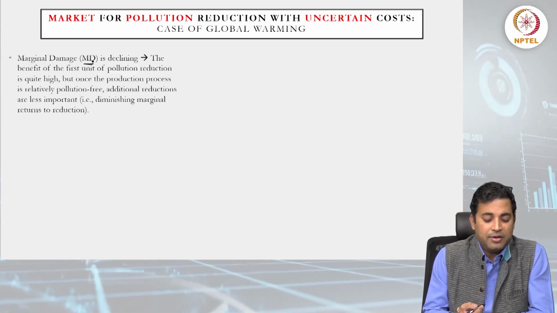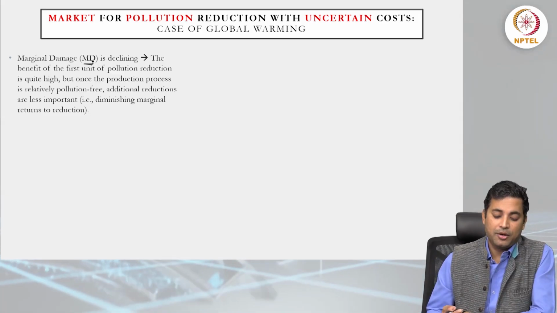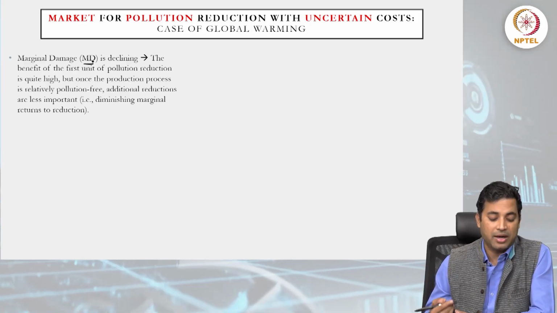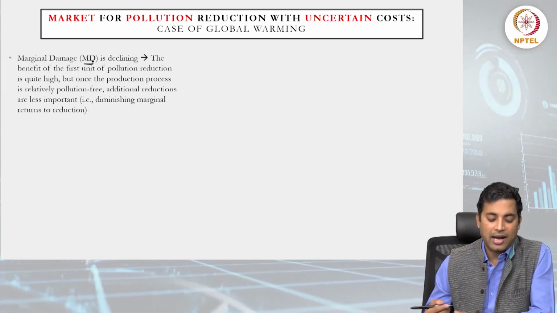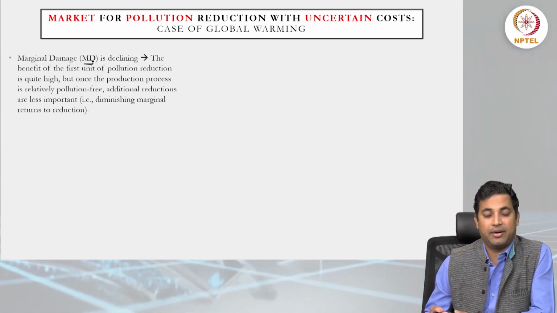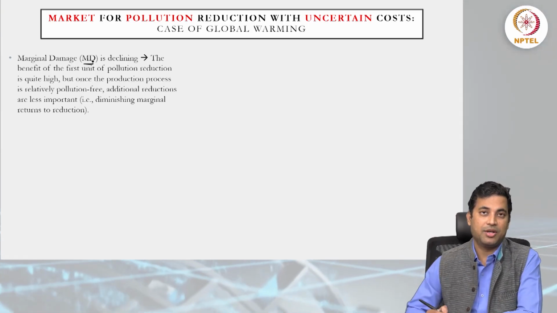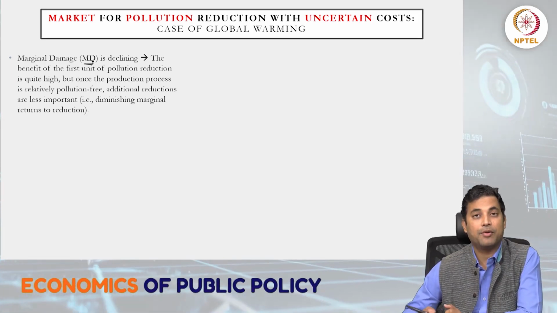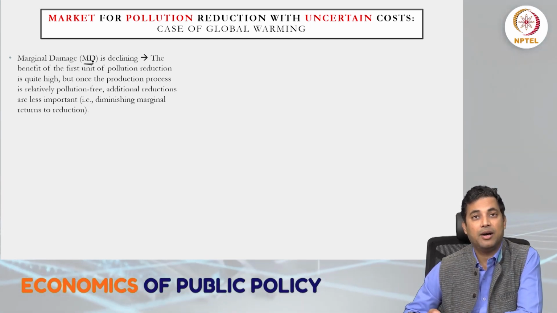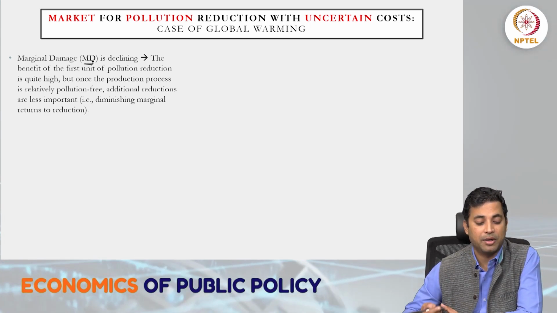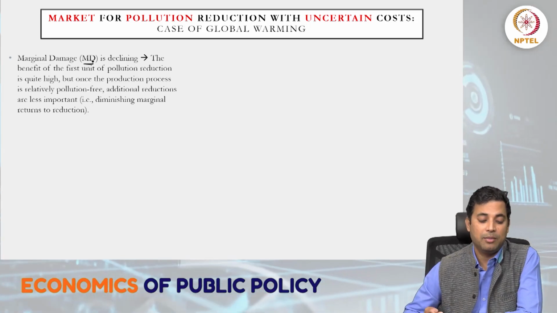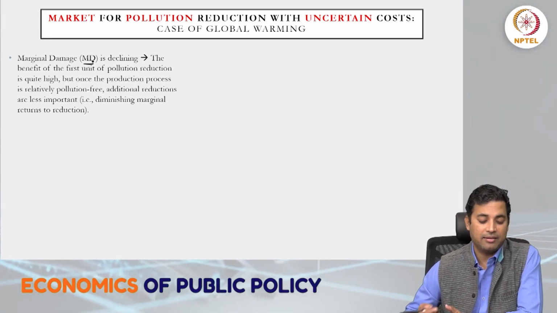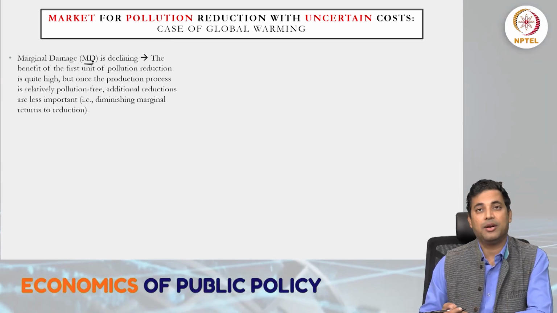This means the benefit of the first unit of pollution reduction is quite high, but once the production process is relatively pollution free, then additional reductions are less important. And this is exactly the feature of the law of diminishing marginal returns for the reduction. Therefore, this marginal damage curve will be declining, and it will look just like a demand function, because the feature is diminishing marginal return.